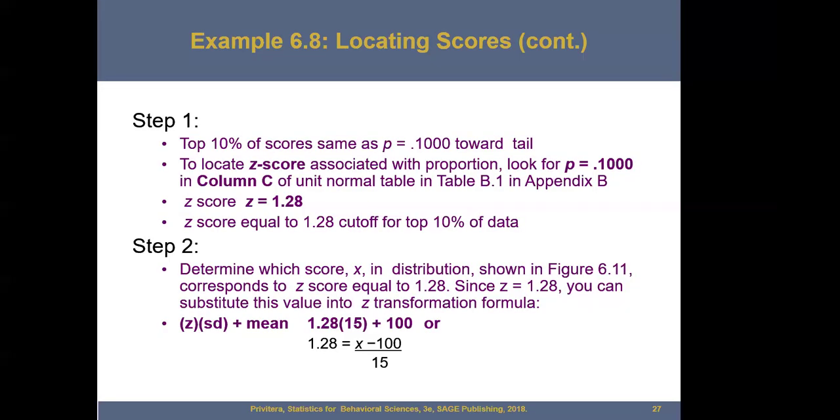We determine which score X in the distribution shown in figure 6.11 corresponds to the Z score equal to 1.28. Since Z is equal to 1.28, you can substitute this value into the Z transformation formula. Z times standard deviation plus mean: 1.28 times 15 plus 100, or 1.28 is equal to X minus 100 divided by 15.